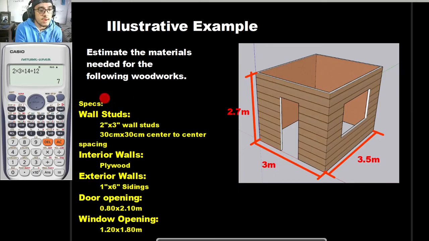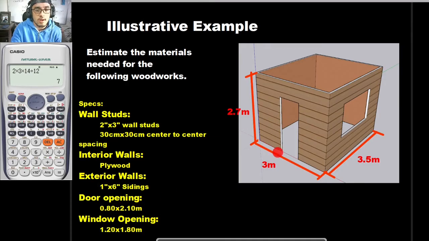So its specification would be, it would be having wall studs, and the size for the wall studs would be 2 by 3 inches, and its center to center spacing would be 30 cm by 30 cm. And as for the interior walls, if you can see here, these interior walls are made out of plywood. And as for the exterior walls, this would be having a 1 by 6 inches siding. So this would be your sidings. And as for the door opening, 0.8 by 2.1 meters.